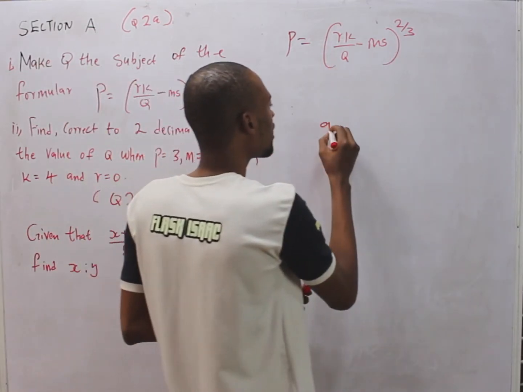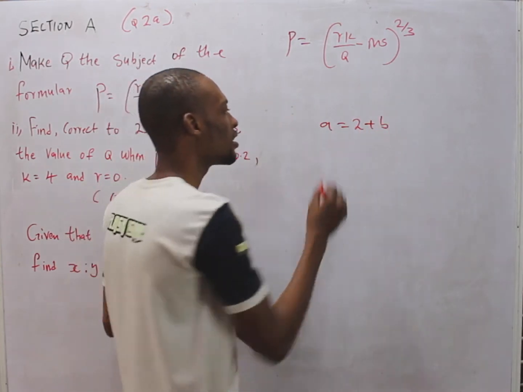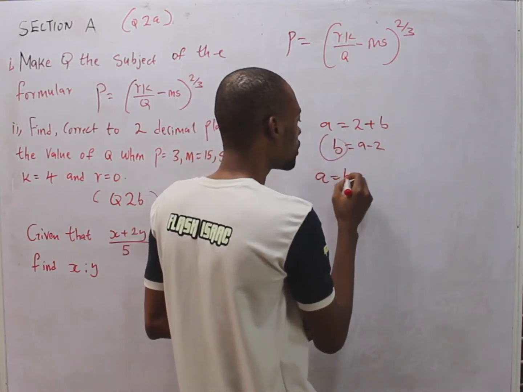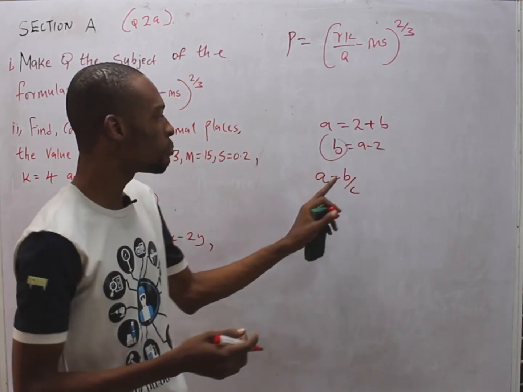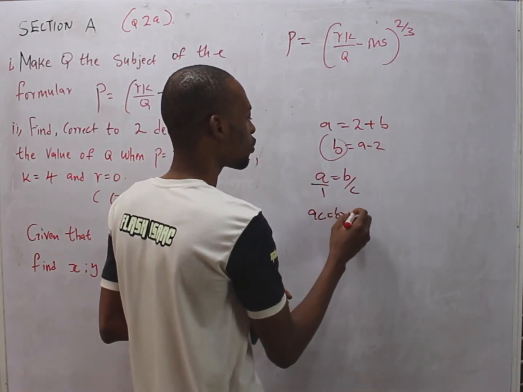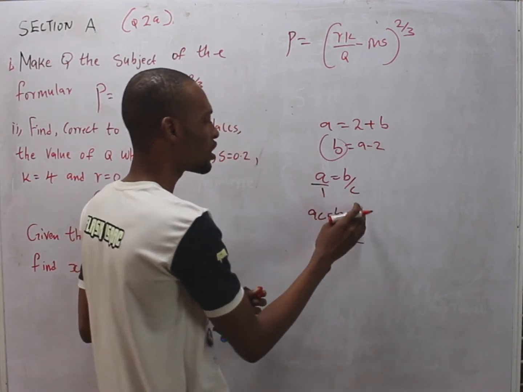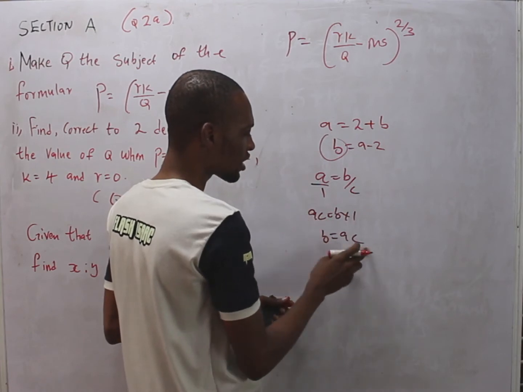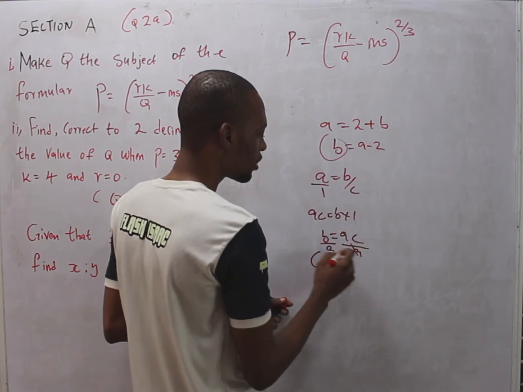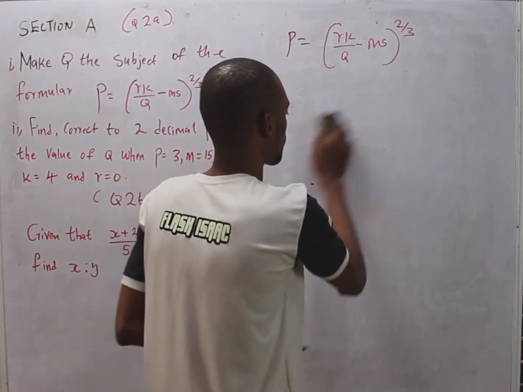For example, if I say A is equal to 2 plus B, to make B the subject of the formula, it is simply B is equal to A minus 2. If I have A is equal to B over C, to make B the subject of the formula, we simply cross multiply. A times C is equal to B times 1. So B is equal to AC. And to make C the subject of the formula, from B is equal to AC, divide both sides by A. C will simply become B over A. But this is a more complex case.